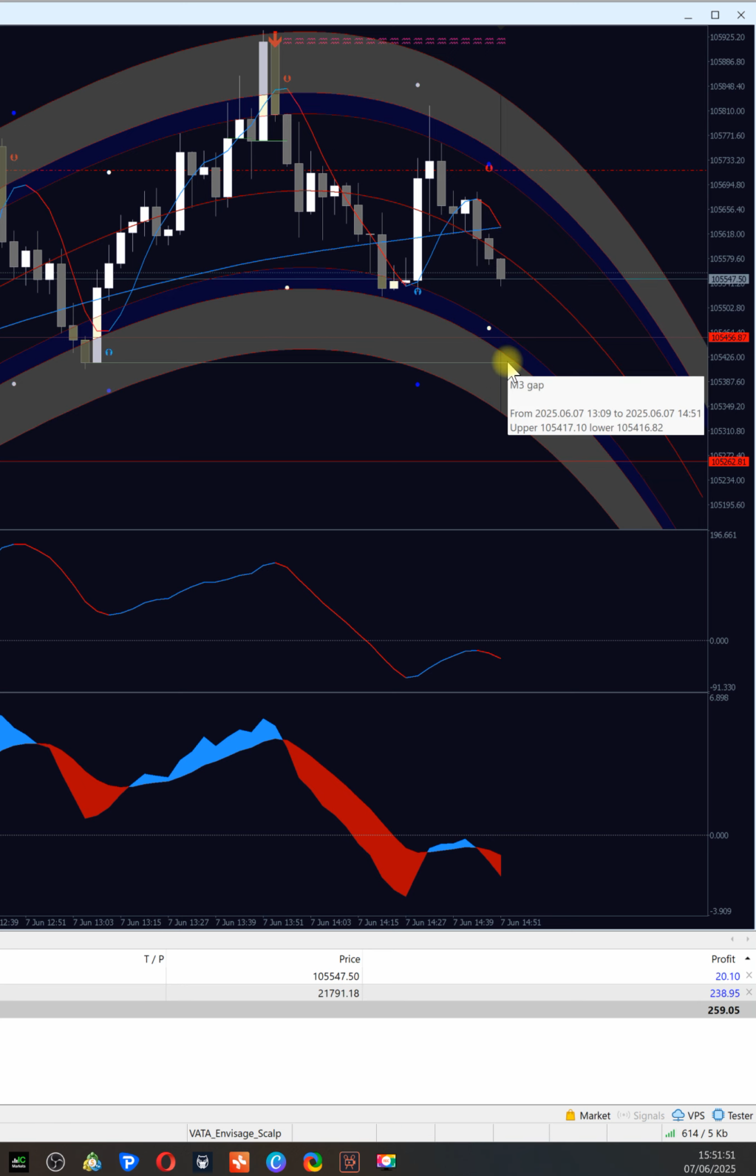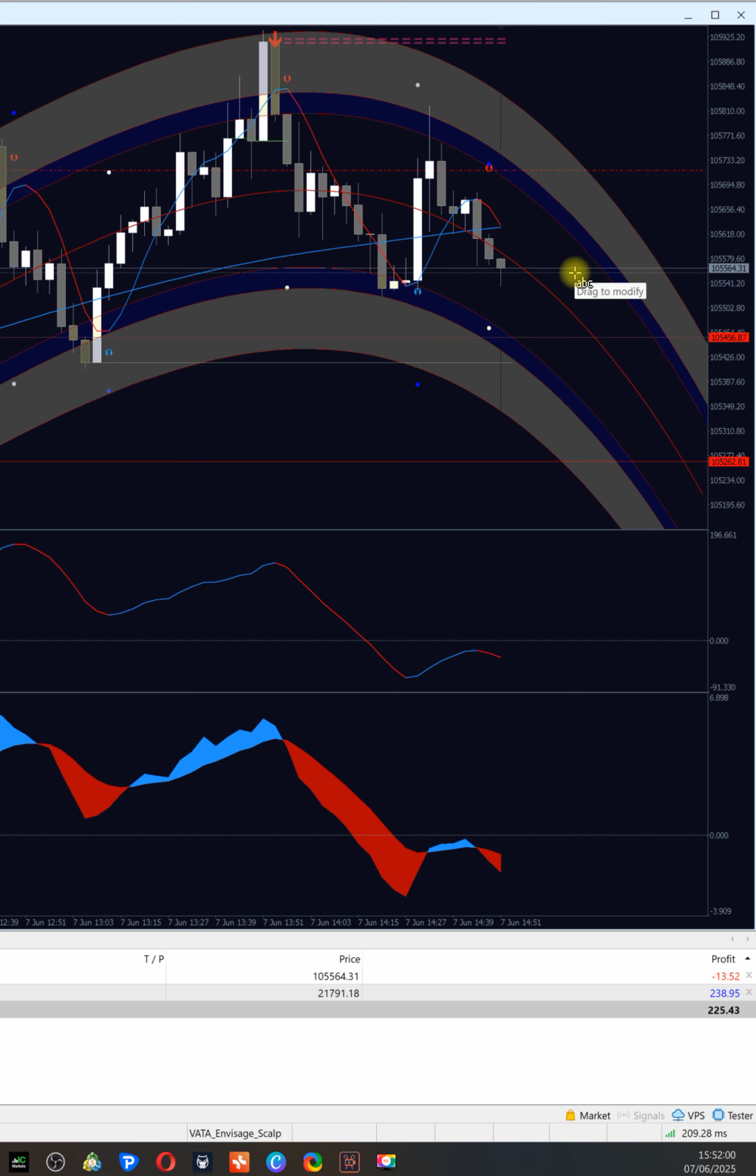We also have a gap here. Market may come here to test this or close this gap. So right now, this is the situation. Very easy. We have entered here. And why did we enter? Because the 15-minute time frame is showing weakness.